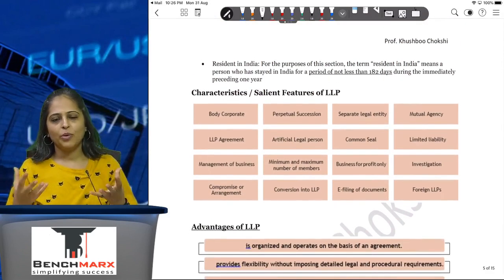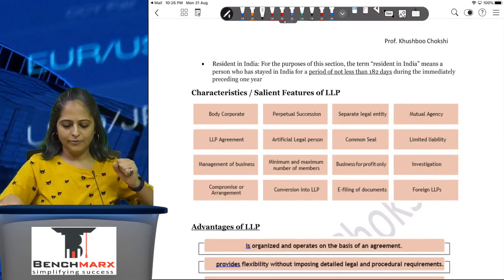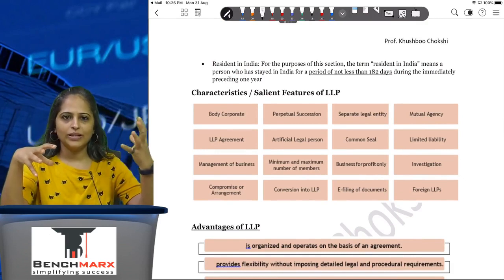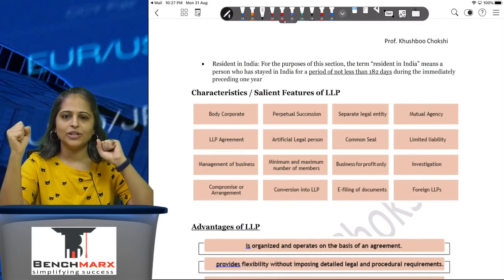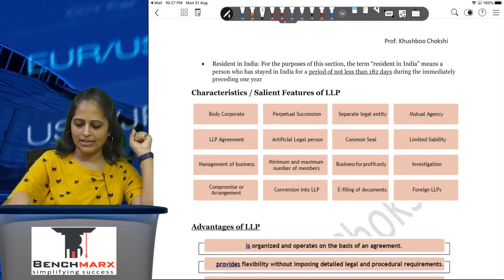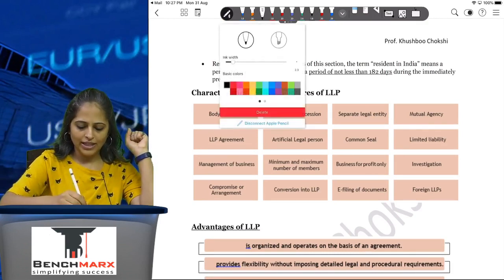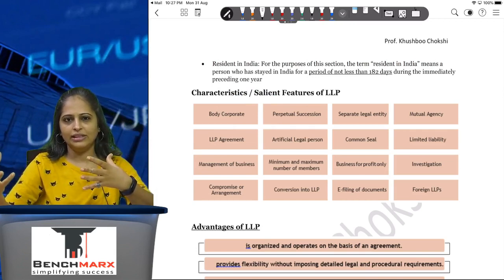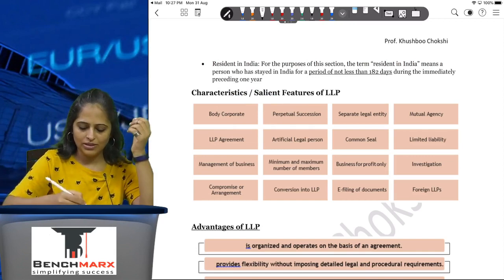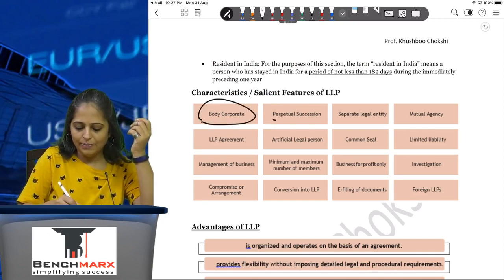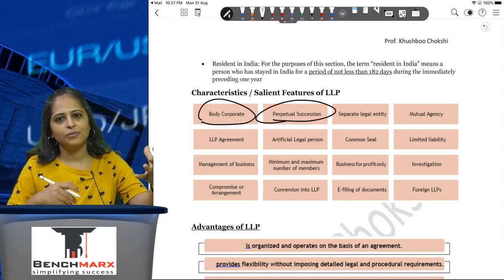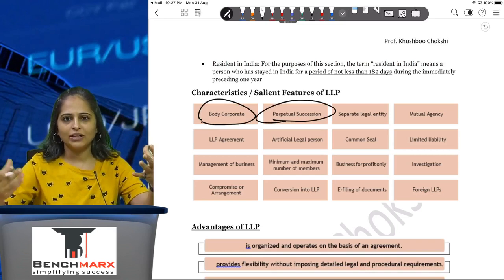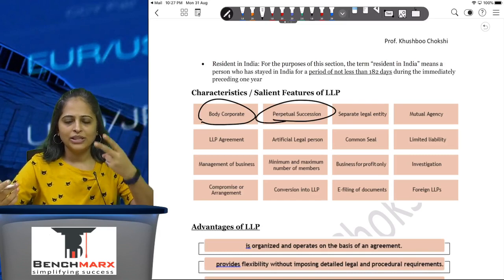What are the important characteristics of an LLP form of organization? Now we'll see how it's a merger of the partnership form of organization and the company form of organization. It's a body corporate, so it has its own individual legal person, like a company. It has perpetual succession. In a partnership firm, if there are 2 partners and one partner dies, then the other partner cannot carry on business because you need at least 2 people, and then the firm has to be dissolved.